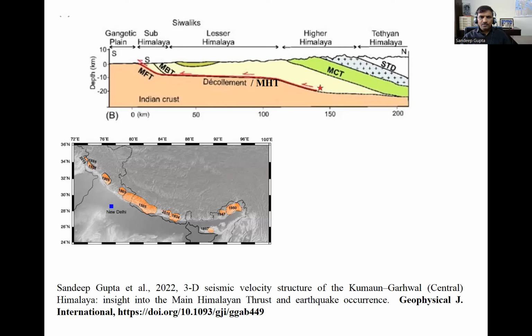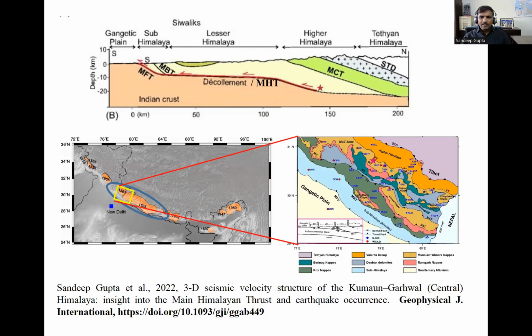This is the general Himalayan map, where you can see the location of the great to large earthquakes in the Himalaya. This is a zone of central seismic gap, where no large to great earthquake occurred in the last 2 centuries, and a proposed site for future great earthquakes. Our study area, Kumaun Garhwal Himalaya, falls in this area, which in the past has experienced great earthquakes in 1803 and 1505.